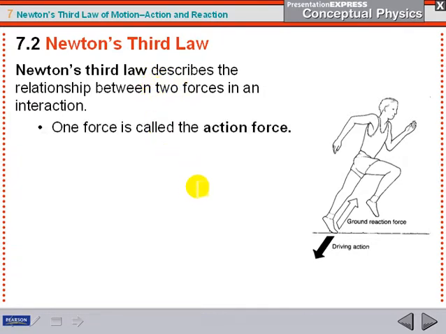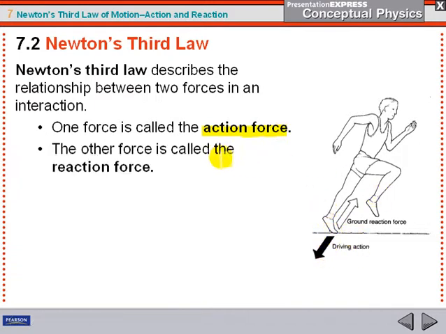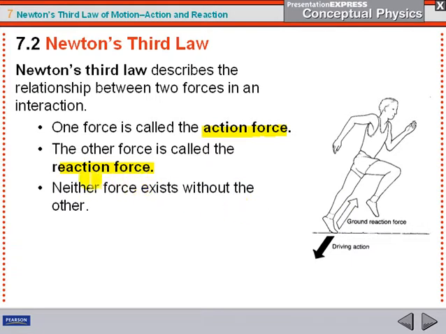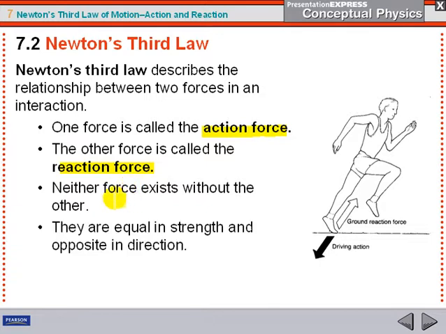And one force we're going to call the action force. In this case, let's cause the man pushing on the ground to be the action force. The other force is going to be called the reaction force, and in this case it's the ground pushing back on the man. Neither force can exist without the other. They both have to be occurring because the forces come in pairs. And the other thing about it is they're equal in strength and opposite in direction.